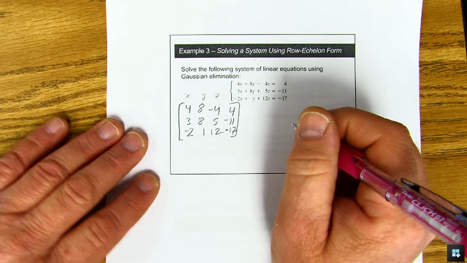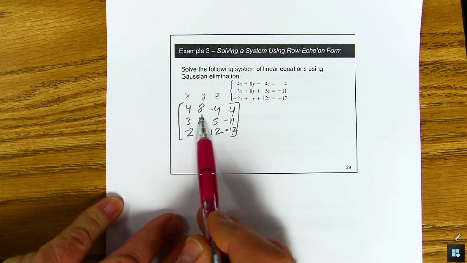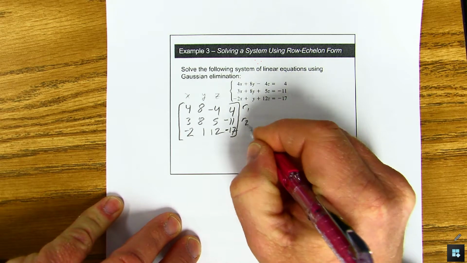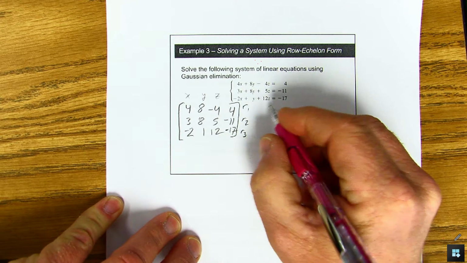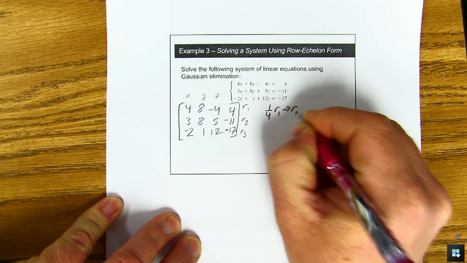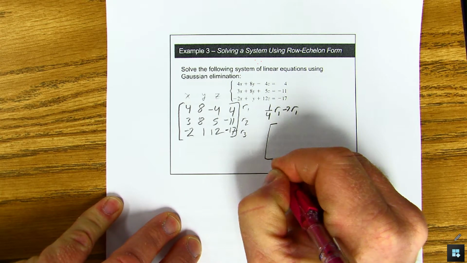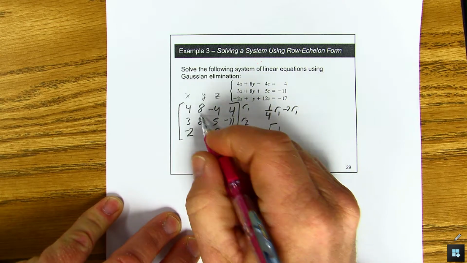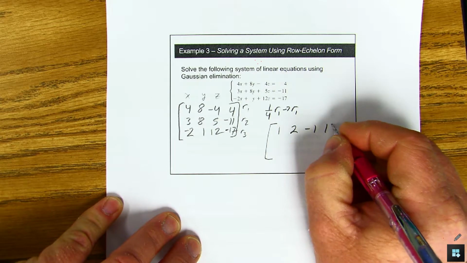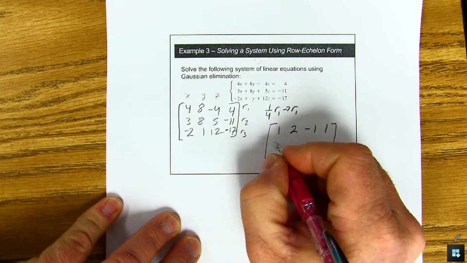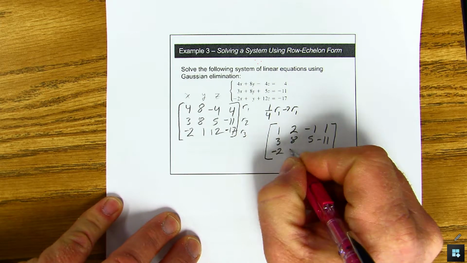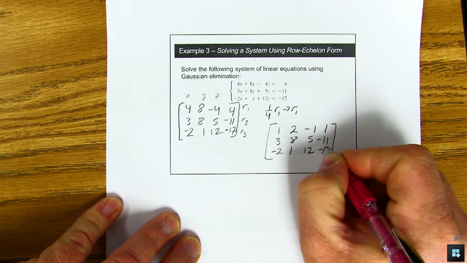The very first thing I'm going to do is divide this whole top row by 4. Remember this is row 1, row 2, row 3. So if I take 1/4 of row 1 and replace row 1 with it, I would get, well, 1/4 of 4 is 1. 1/4 of 8 is 2. 1/4 of -4 is -1. 1/4 of 4 is 1. Now I have 3, -2, 1, 8, 5, 12, -11, -17.